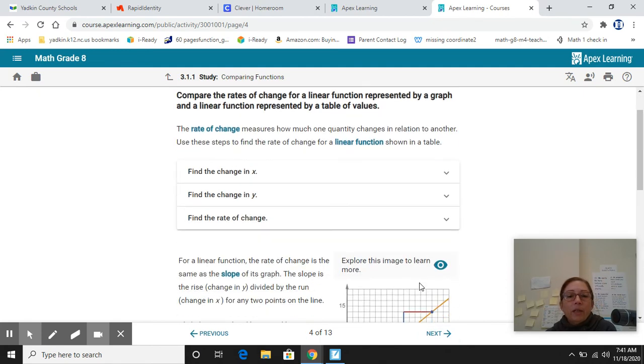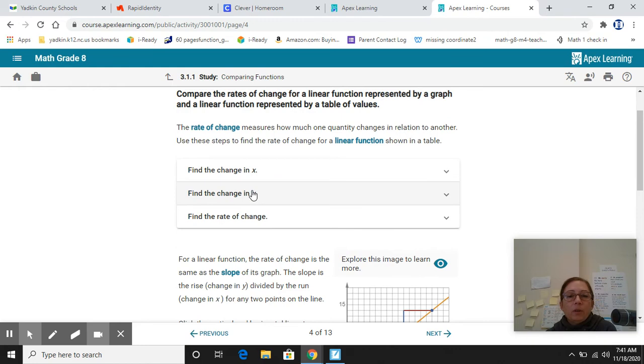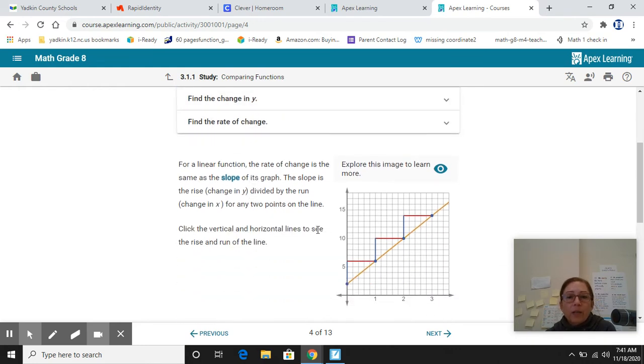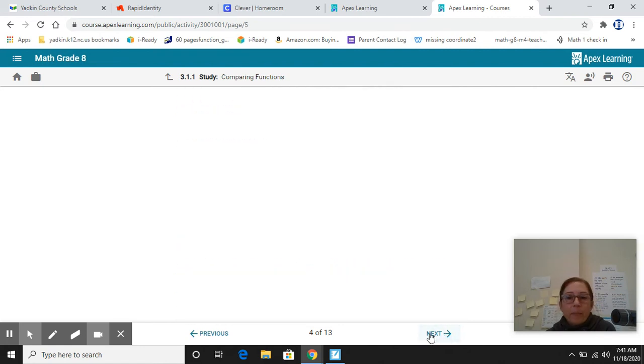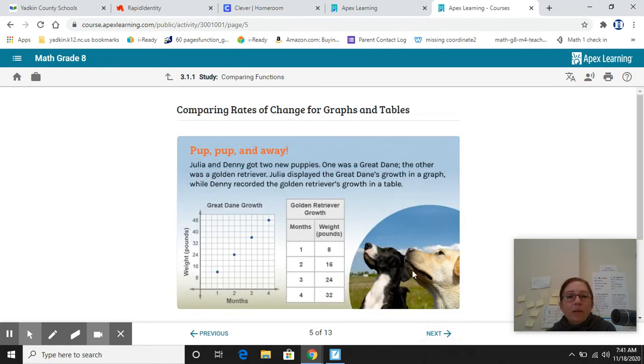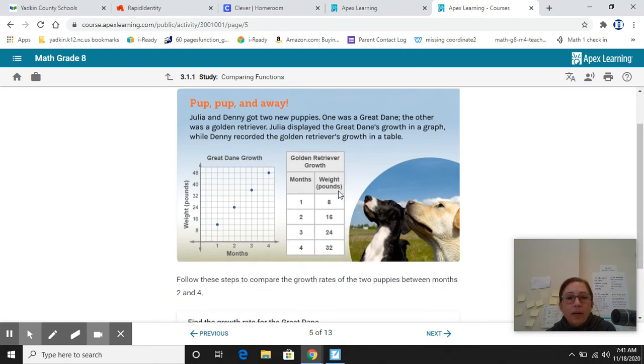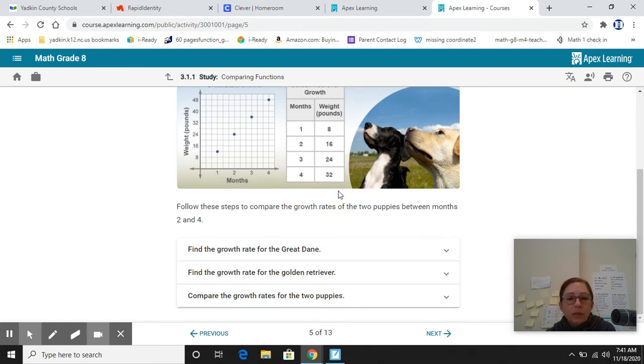Finding the rate of change. When they talk about rate of change, they're talking about the slope. That's all they're talking about is the slope, the change in y over the change in x. Comparing rates of change. When it says comparing rates of change, it's talking about comparing the slopes.